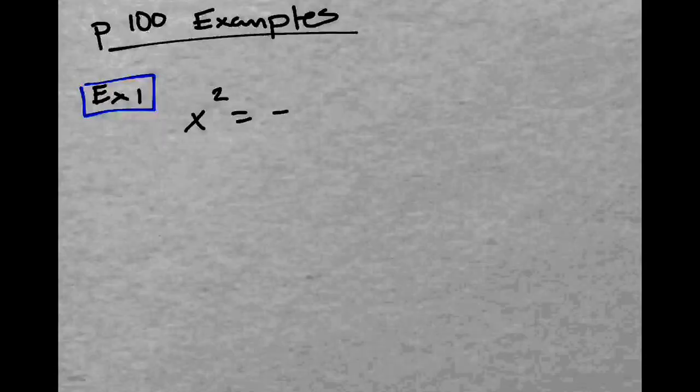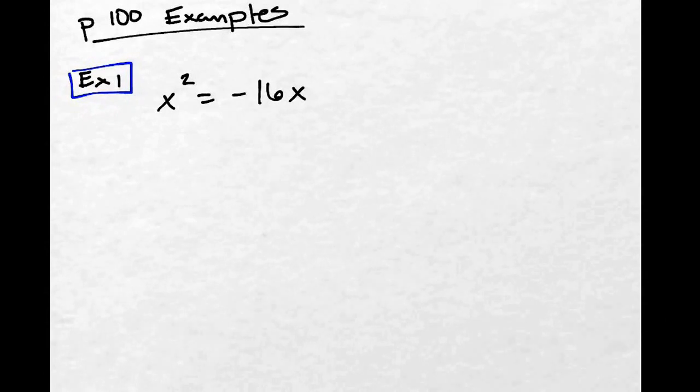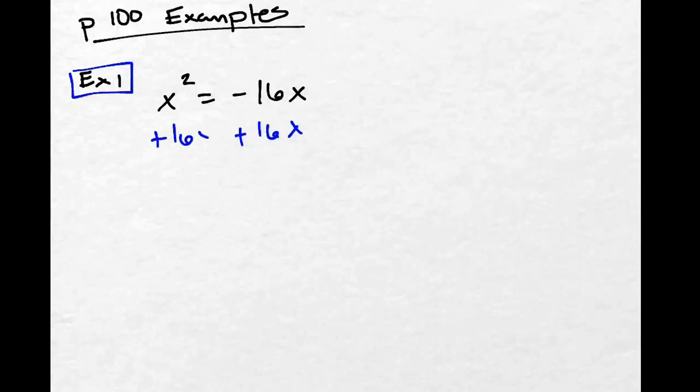So I'm going to say, let's have x squared equals negative 16x. The first thing that I would do here is I would think, well, I mean, if I square root both sides, I have an x here, and that's weird. We haven't done that before. That's not going to help us. But I'm going to get everything to one side. So I'll add 16x over.